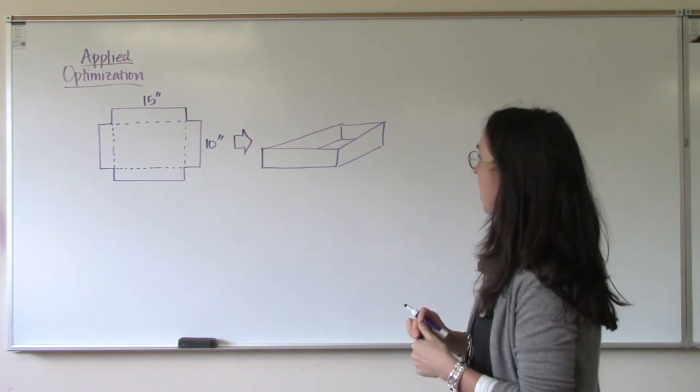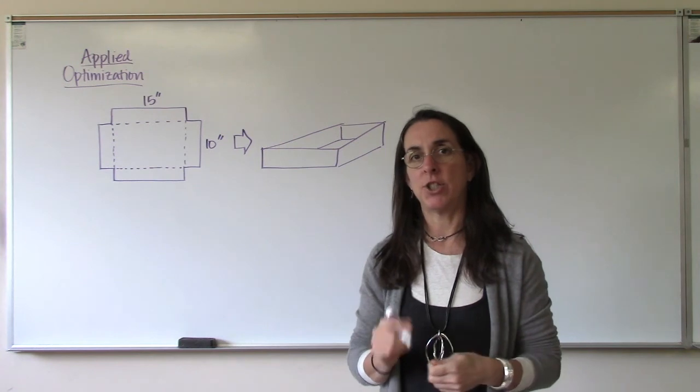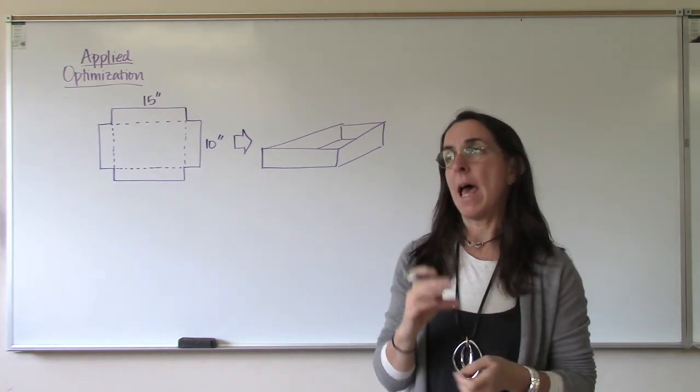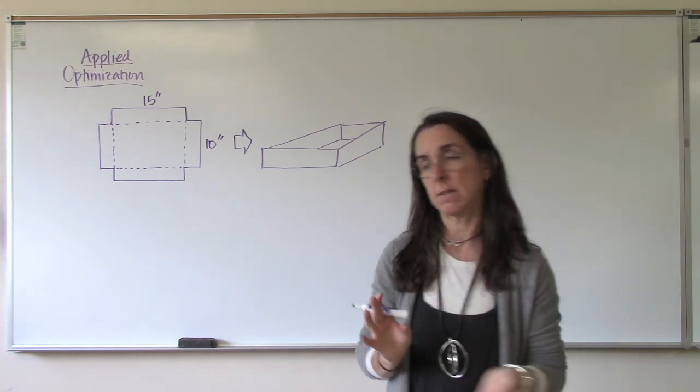So we get a box, and the problem is this. How big should the squares that we cut out be to maximize the volume of the box?